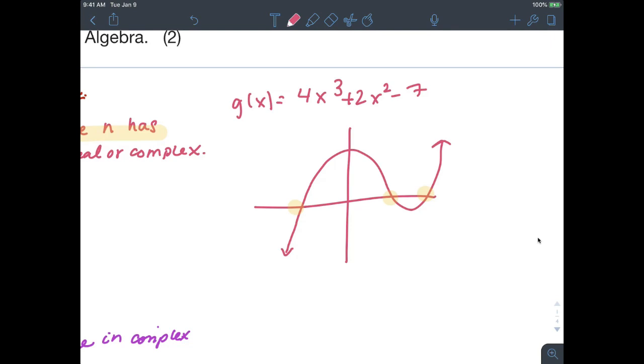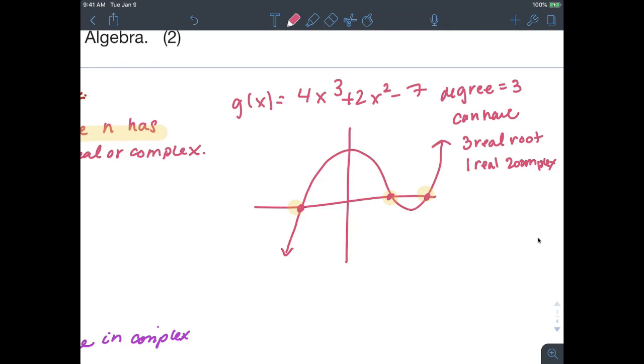Notice that the graph is touching the x-axis 1, 2, 3 times. It can't touch it more than that. This function has 3 real roots. So a degree equals 3 can have 3 real roots, or 1 real and 2 complex.